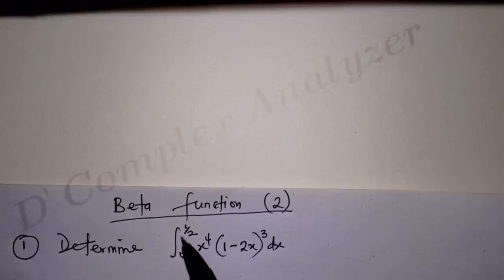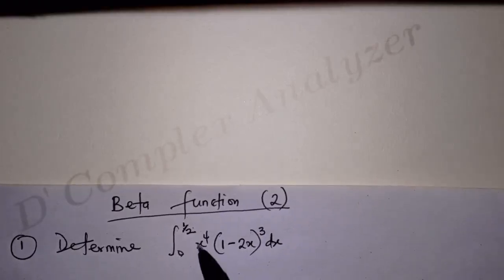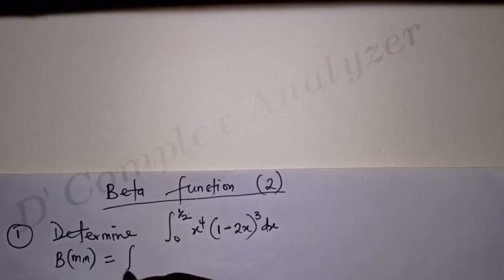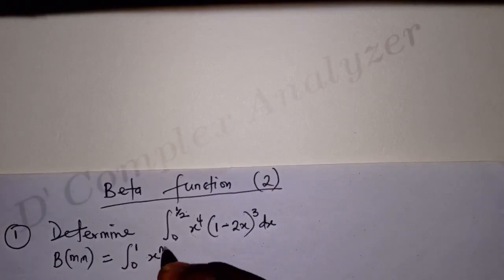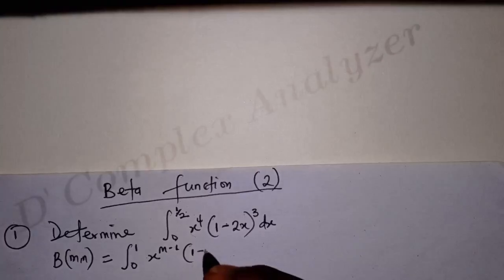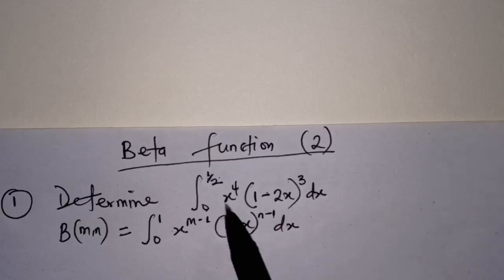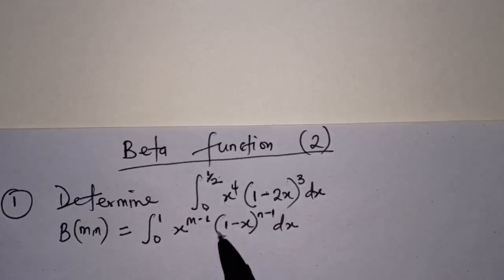Determine the integral from 0 to 1 over 2 of x to the power of 4 into 1 minus 2x all to the power of 3 dx. The general form for the beta function is beta of m and n is the integral from 0 to 1 of x to the power of m minus 1 into 1 minus x to the power of n minus 1 dx. This integral is not exactly in this form, so we have to modify the integral.